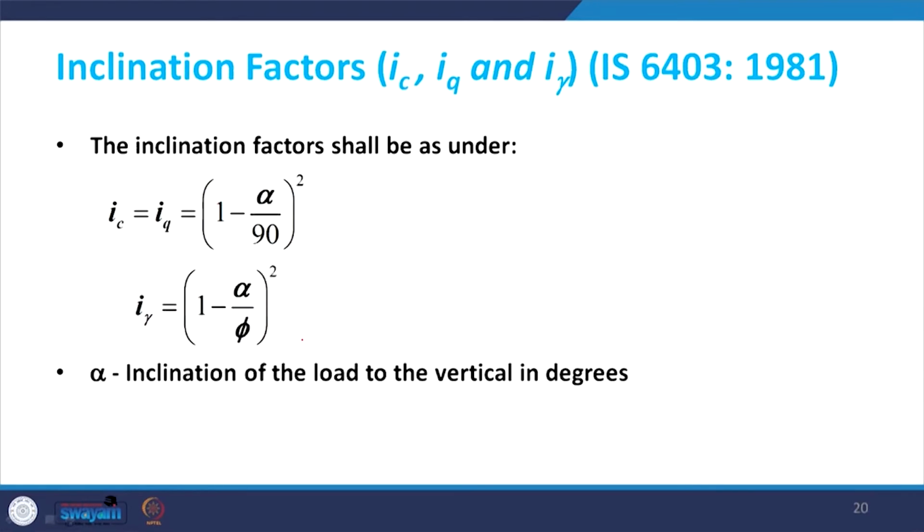Continuing, we have the inclination factors Ic, Iq, and I gamma, which are given as per the code by this relation, where alpha is the inclination of the load to the vertical in degrees. That means if your load is vertical, then alpha will be 0, and your Ic, Iq, and I gamma will be 1. So if your load is vertical, there is no need to apply corrections, but if your load is inclined, then we need to apply the inclination factor. In Terzaghi's theory, it was already an assumption that the load is vertical, which is why no correction was given for the inclination factor. Then you apply these corrections, and the water table we have already discussed.